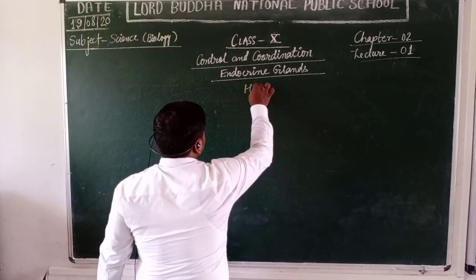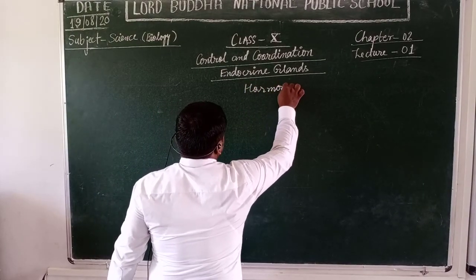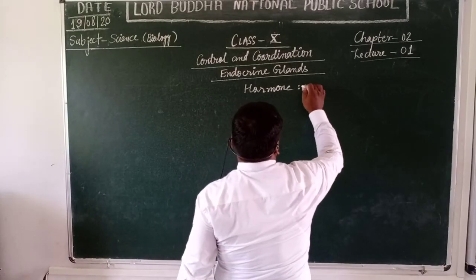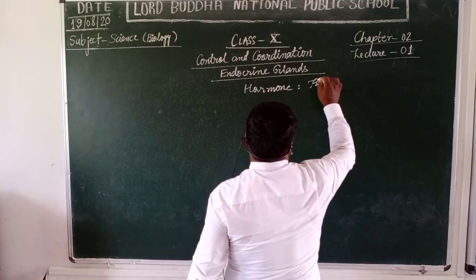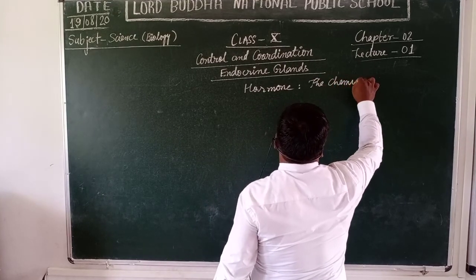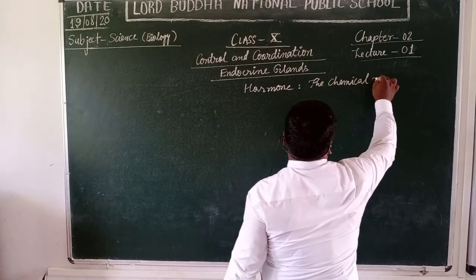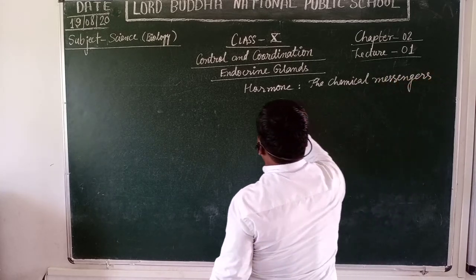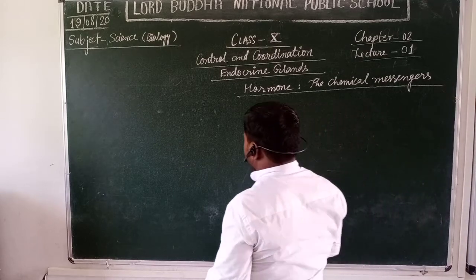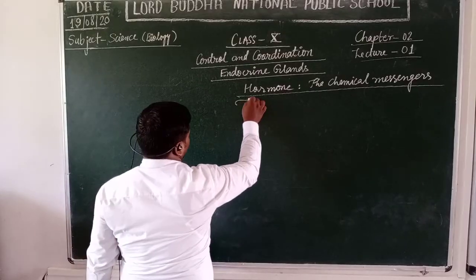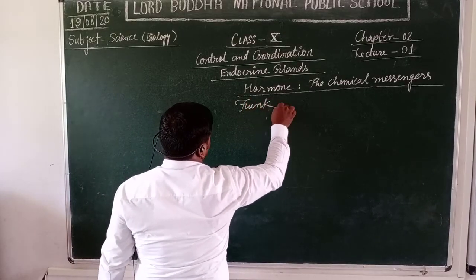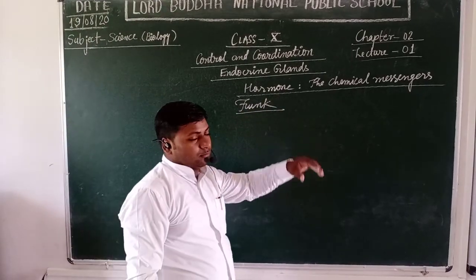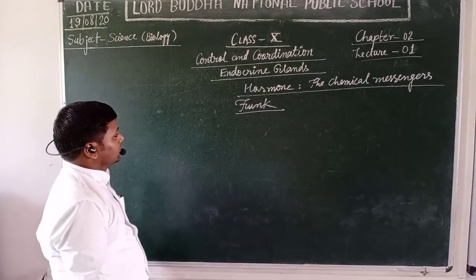Now we are going to learn what chemical messengers or hormones are. Hormones are also known as chemical messengers. Students, the term hormones was first given by Funk. Funk was a molecular biologist who gave the term hormones.